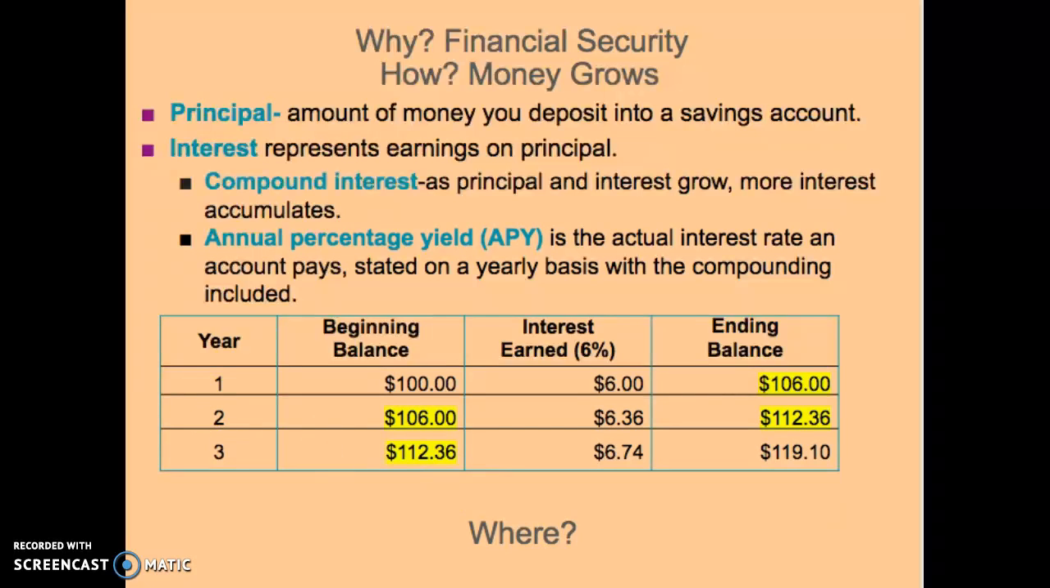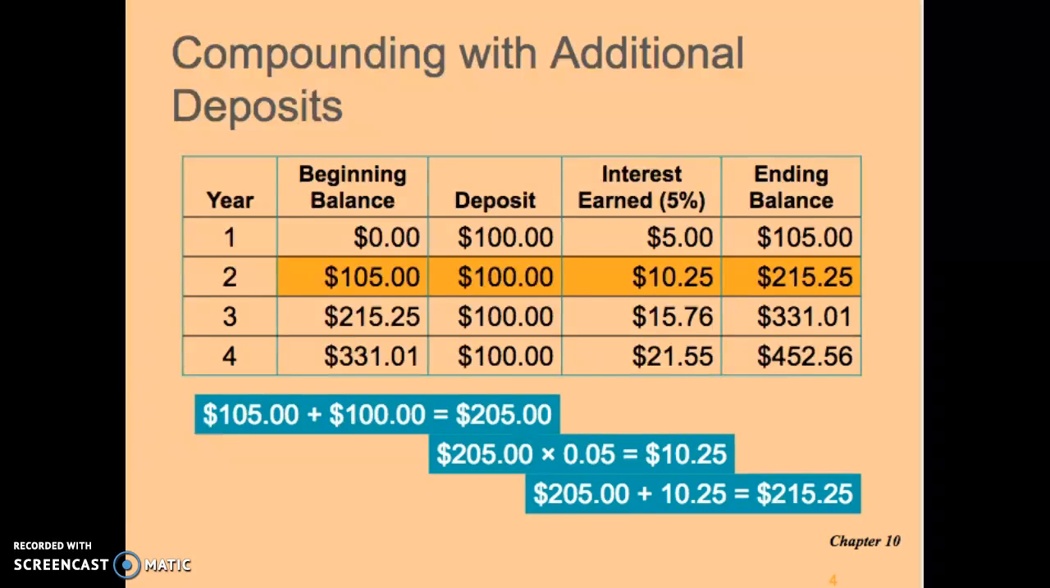The next slide just shows you another example of compound interest with additional deposits. The last slide just showed that each year the new balance was basically a little larger just because of interest. It was a set it and forget it account. Somebody put $100 in it and just let it grow.